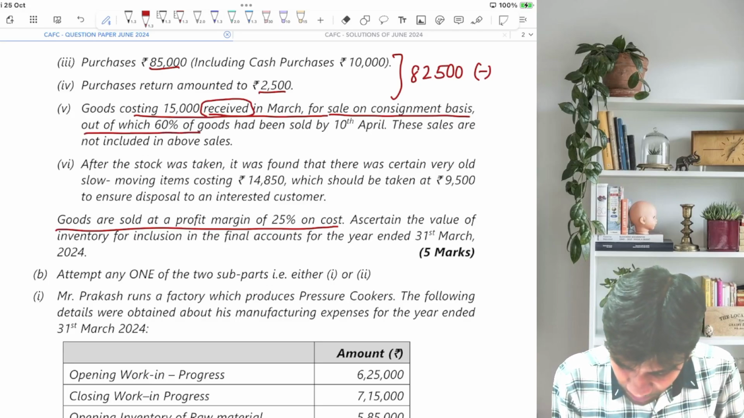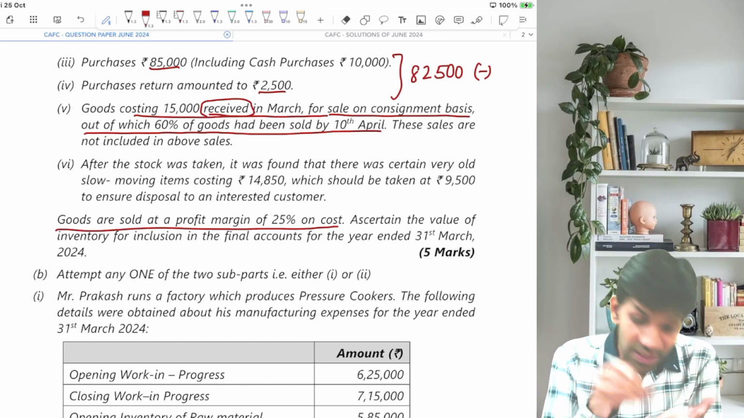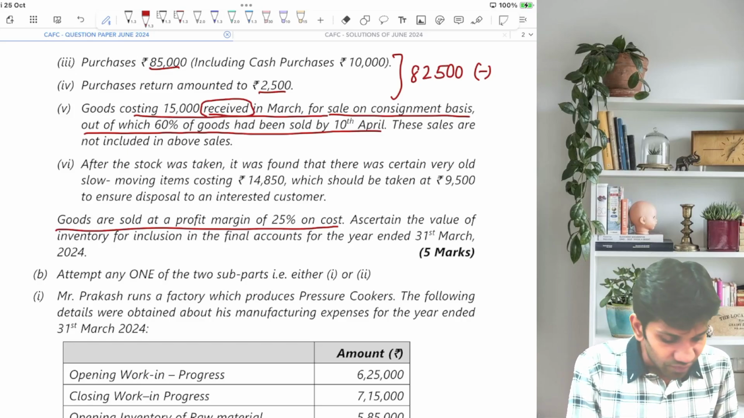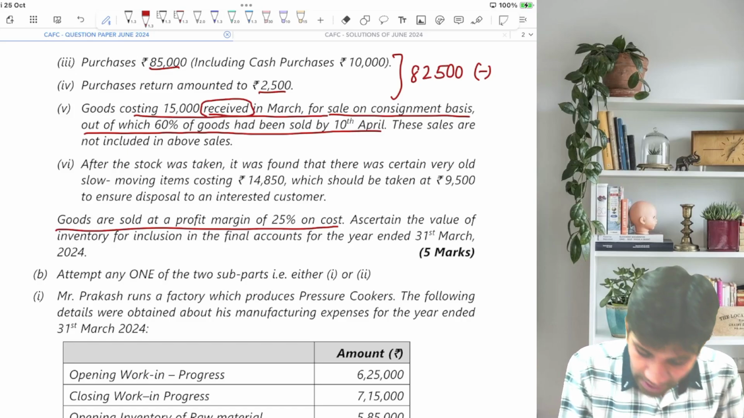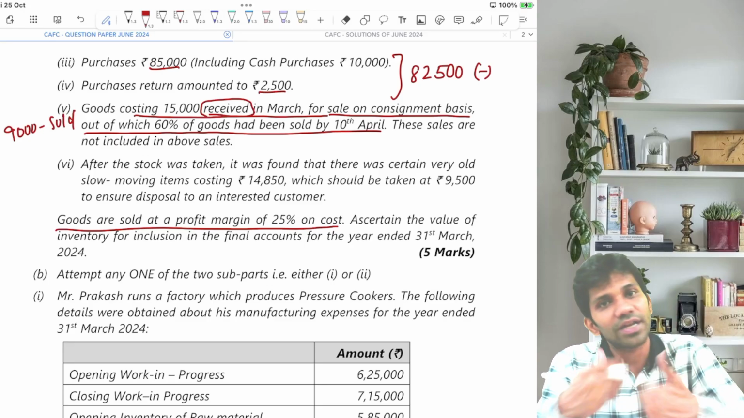Out of which 60% of the goods have been sold by 10th April. So I sold 60% of the goods till 10th April, and 10th April is the date of stock taking. So 15,000 goods you have sent to me. Out of that 60% sold. So can I say 9,000 sold by me? So sold, very good. Nothing to be done. That's already gone out of the business.